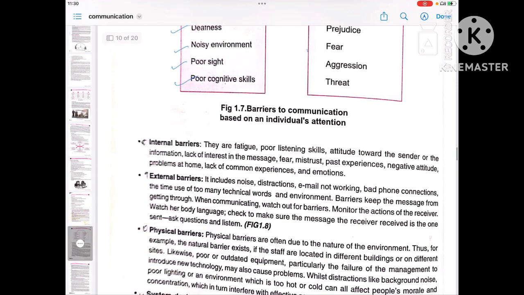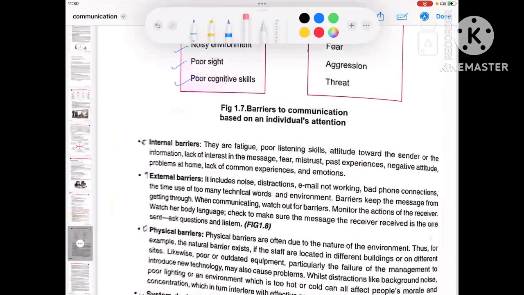Internal barriers mean fatigue, poor listening skills, attitude towards the sender and the information, lack of interest in the message, fear and mistrust, past experience, negative attitude, problems at home, and lack of common experiences and emotions. All these come under internal barriers, the barriers which are internal.